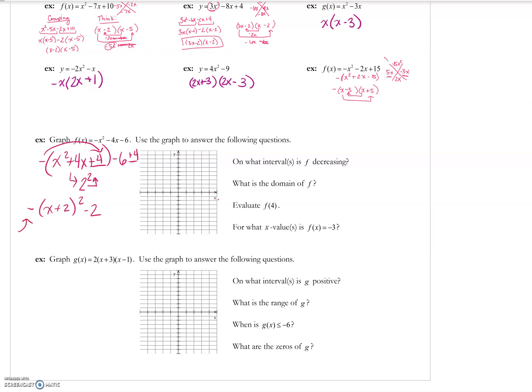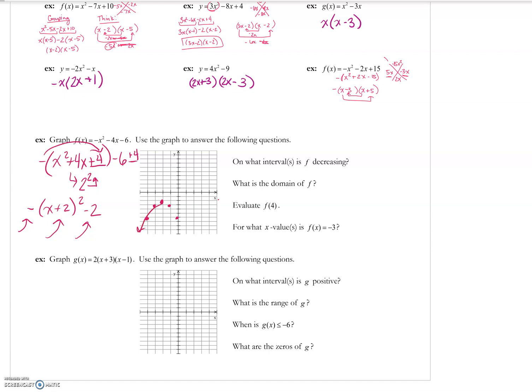The negative tells me there's a reflection. The plus 2 on the inside tells me to move horizontally to the left 2. And the minus 2 on the outside says go down 2. So if I do that, left 2, down 2, put a point. And now my reflection says go over 1, down 1 from the vertex. Then go back to your vertex and go over 2, down 4. 1, 2, 3, 4. Over 2, 1, 2, 3, 4.